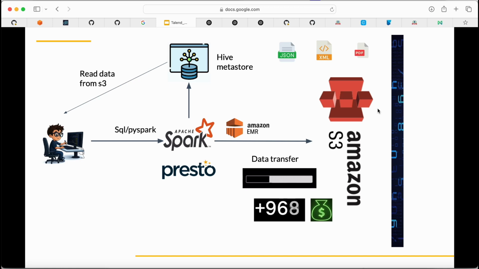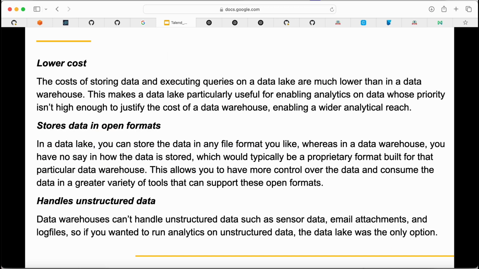The data can be stored in S3 or any blob storage, and you can leverage Spark or Presto or Dremio to analyze that data. Stores data in open formats. In a data lake, you can store data in any file format you like, whereas in a data warehouse, you have no say in how the data is stored, which would typically be a proprietary format built for the particular data warehouse. This allows you to have more control over the data and consume it in a greater variety of tools that can support these open formats.